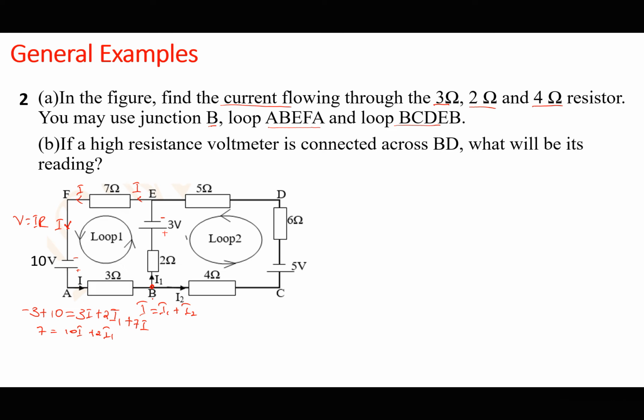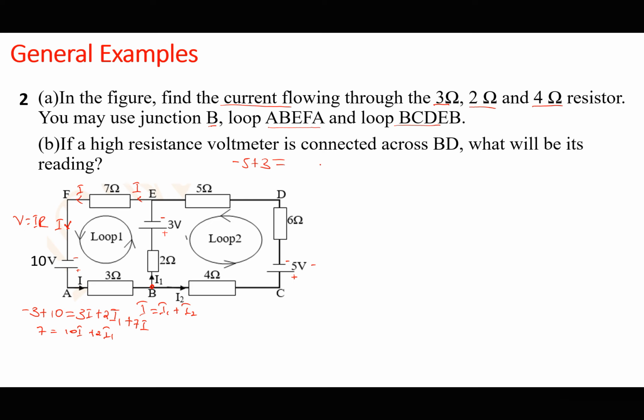Then if I consider the loop B, C, D, E back to B. So in moving from B to C, there is no cell. C to D, there is a cell, but I start with positive before negative. So this EMF is going to be negative. So I have negative 5. D to E, there is no cell. E to B, there is a cell, but I start with the negative before positive. So this is going to be positive. So that is the sum of the EMFs.